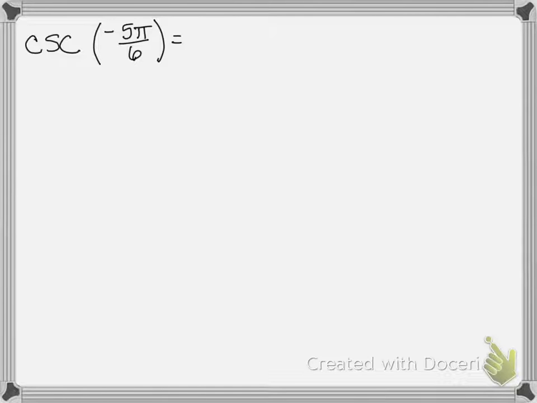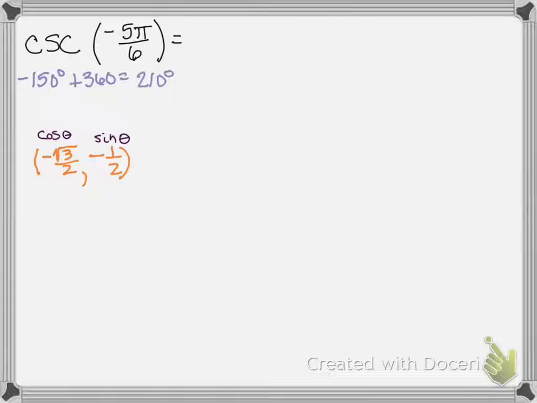Alright, cosecant of negative 5 pi over 6. Negative 5 pi over 6 is not on the unit circle, so I'm going to convert it to degrees. It's negative 150 degrees. It's negative, so I'm going to add 360, and that gives me 210 degrees, which is on the unit circle. That's the ordered pair, negative root 3 over 2 and negative 1/2. Remember, the first number is cosine, and the second number is sine.